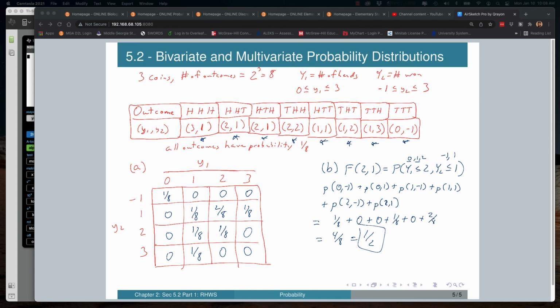And again, if you didn't want to write all that out, it simply says y1 is less than or equal to 2. So anything less than or equal to 2, and less than or equal to y1 is that little box right there. That is basically what we summed for our answer. Okay, so you can use the table that way too.